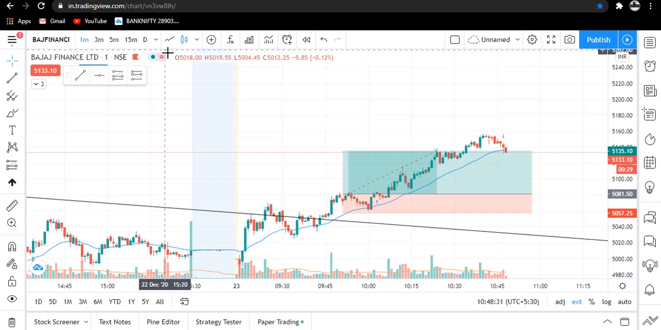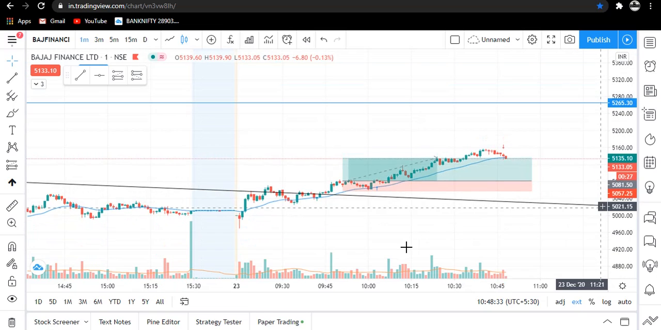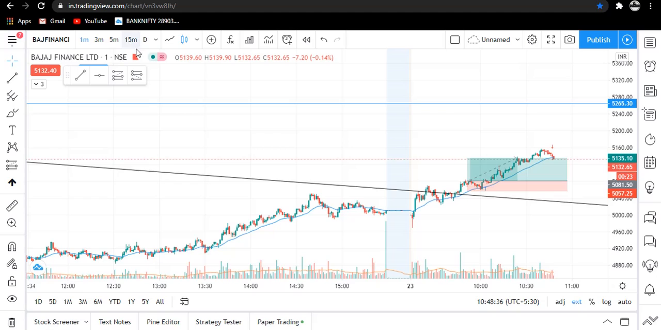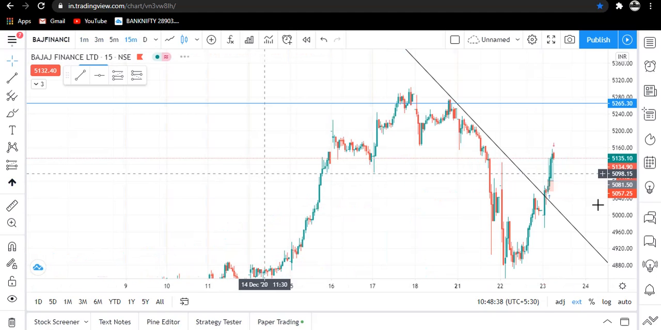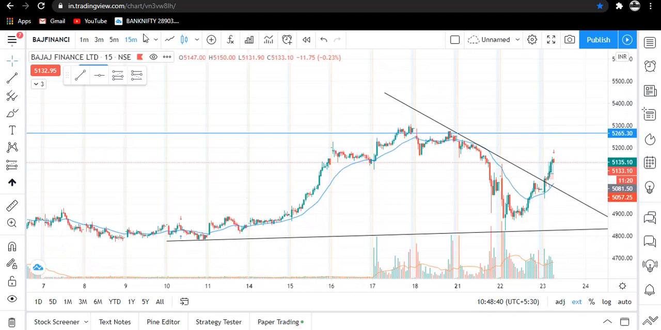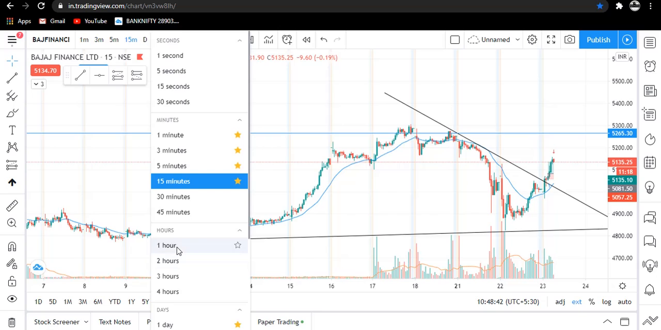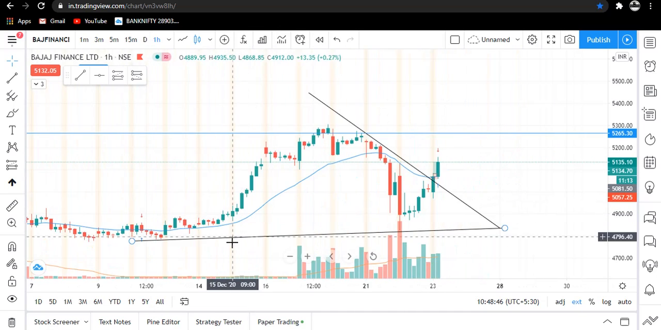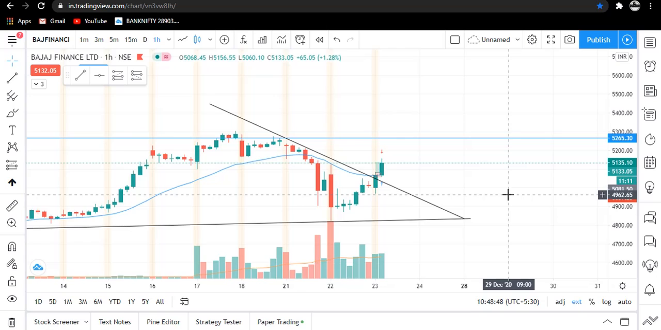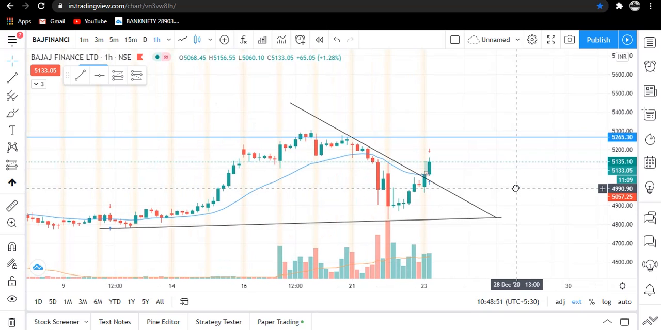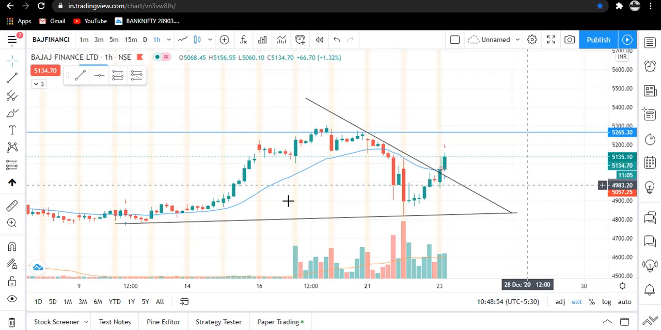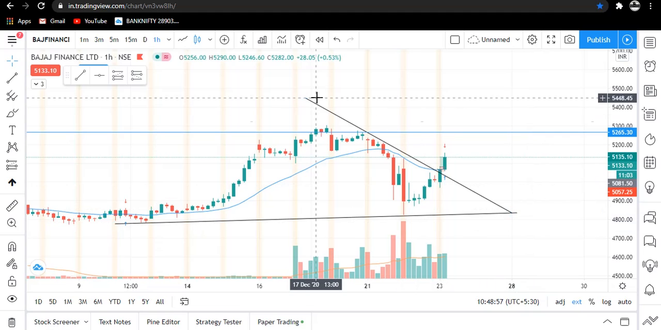Now let me explain the setup, the logic of why I took the trade. Coming on to the 15-minute time frame. Now let me come to 1 hour, where it will be more clearly visible. Okay traders, simple. Yesterday, when I was analyzing the charts of stocks, I saw that a triangle kind of pattern was forming here.